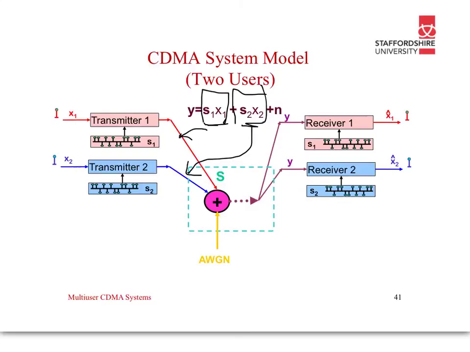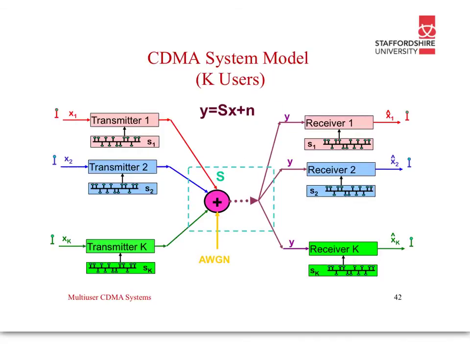Now if we have a different code and that user wasn't transmitting any message, then we should recover random noise. Until we have K users, or the Kth user, and it has its own unique code, then we show this as Y equals SX plus N. So we represent X as a one-dimensional matrix and S is a two-dimensional matrix.